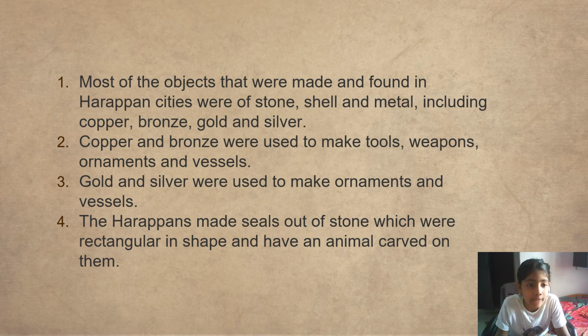First, most of the objects found in Harappan cities were made of stone, shell, and metal, including copper, bronze, gold, and silver. Let's mainly focus on gold. We see that gold and silver were used even for vessels. I'll tell you about that after we discuss this page. Copper and bronze were used to make tools, weapons, ornaments, and vessels.